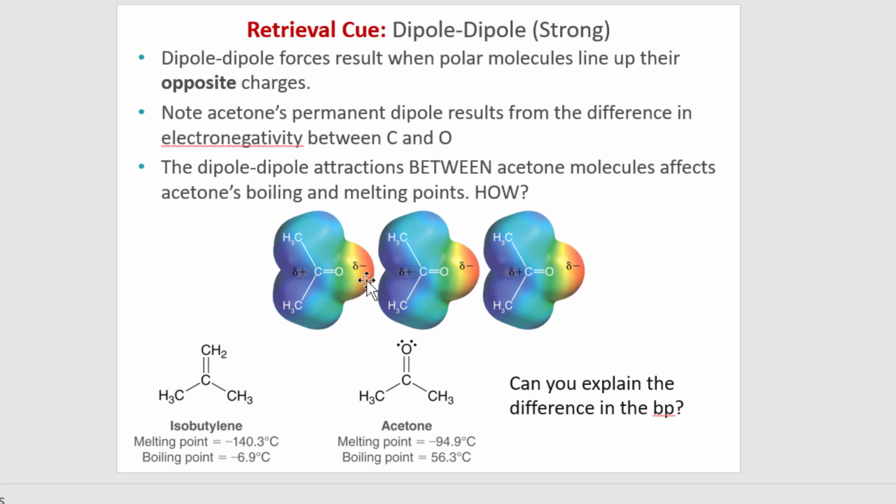Take, for instance, acetone. The carbon double bond oxygen has a dipole moment, right? We looked at things like this when we were looking at dipole moments. You can see the oxygen is electrostatically partially negative and the carbon is partially positive, and you can align these molecules together so that the partial negative is attracted to the partial positive and the partial positive is attracted to the partial negative. They have a very strong interaction between one another.